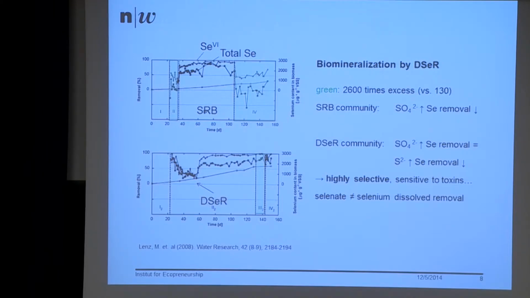Here it's important to note that when we apply the same kind of excess of sulfate, we still have several sampling days that are 100% removing selenate. At the very end you get some fluctuations. This is all a bit squeezed together because it's 160 days. Basically, when you have a little bit of sulfide formed, so again the sulfate reducers are kicking in with time, then the removal goes down a bit. But at least for this period, you can see how selective this process is.